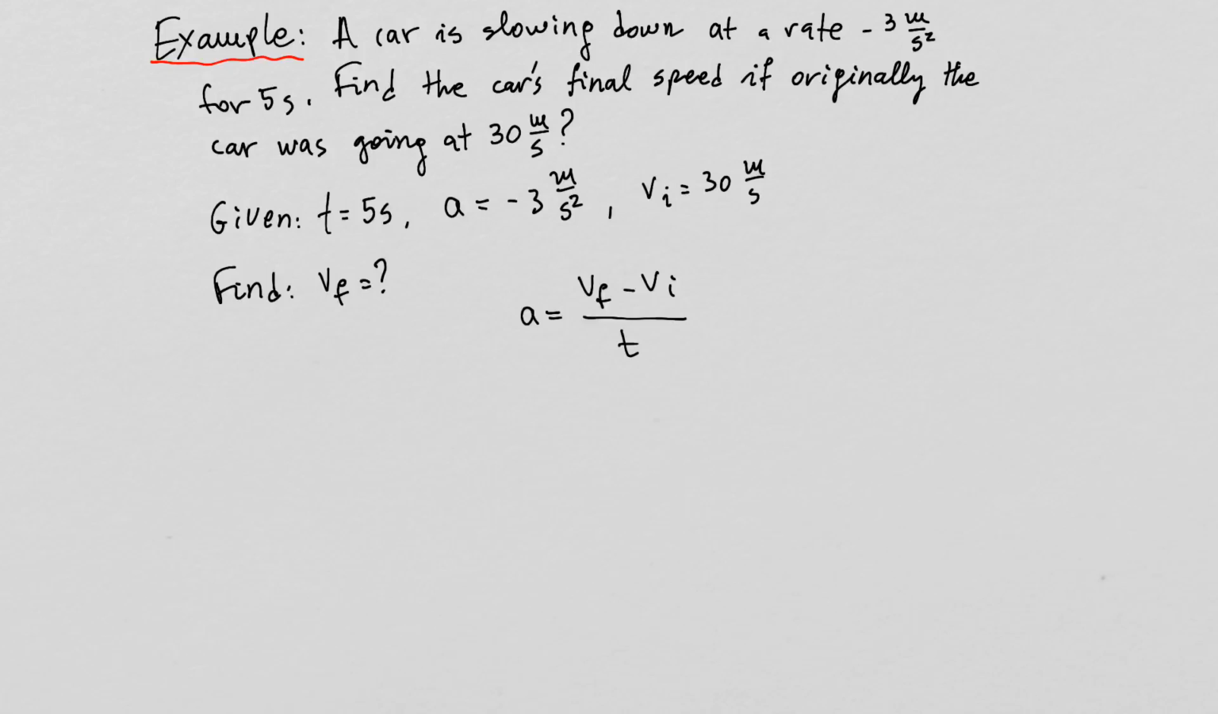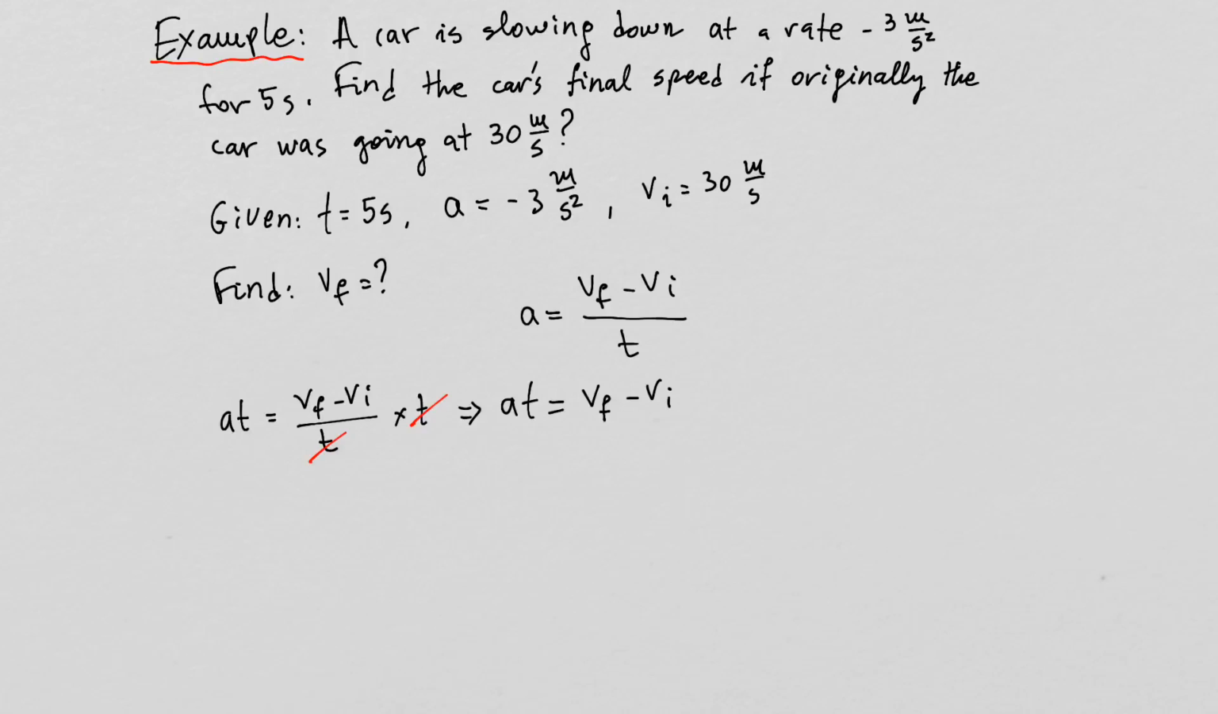So the first step would be to deal with the denominator here. Since t is in the denominator, in order to remove it from the right-hand side and have it on the left-hand side, I'm going to multiply both sides by t. So we have a times t is equal to v final minus v initial divided by t times t. So t in the denominator here and the numerator here cancel out. And so what we are left with is a times t is equal to v final minus v initial.